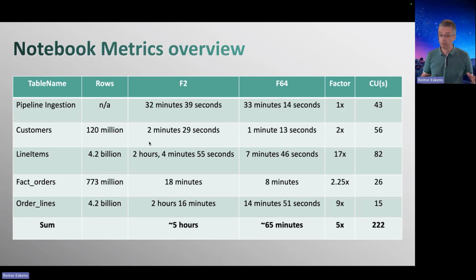If this would have been my entire ETL process from ingestion to modeling, my F2 would have been working about 5 hours, whilst the F64 would have been working about 65 minutes. All right, so I've got a bit of a feeling of what needs to be done. So now there's a balance between, all right, how much money am I willing to pay, and how quick does my ETL need to finish?